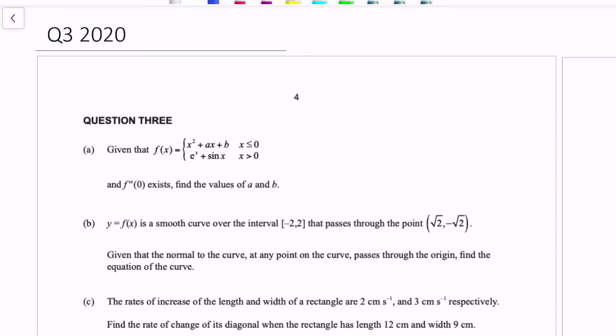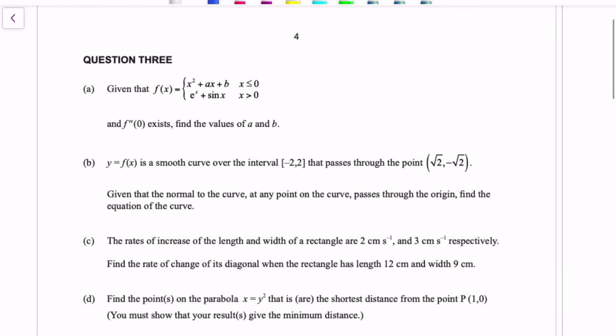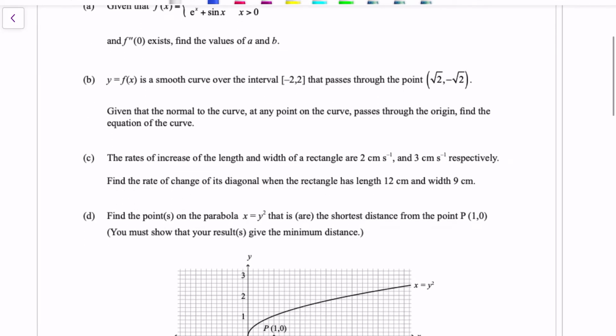Kia ora and welcome to this video on question 3 of the 2020 School Calc exam. There are 4 parts to this question and they're all set in the calculus domain. The first one involves a second derivative of a piecewise function. Part B requires us to find the equation of a curve that meets certain properties. Part C is a related rates question, and Part D an optimisation problem.